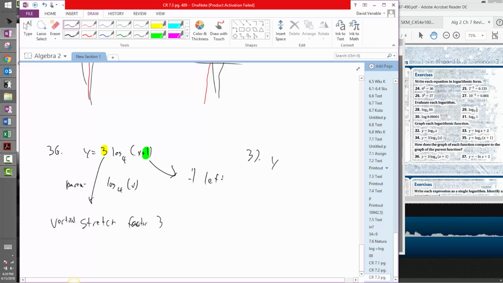Now let's do 37. This is y equals negative ln of x plus 2. Here's what that stands for. That stands for natural log. By the way, ln of x is log base e of x. But here's what I want you to focus on. What does the negative do? We talked about this in an earlier video. This reflects the function across the x-axis. What does the plus 2 do? This moves it 2 up. Okay, vertical shift, and a reflection across the x-axis. That's it for this section.